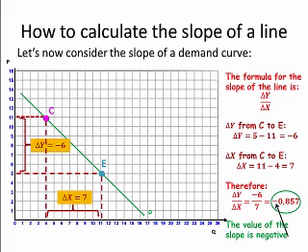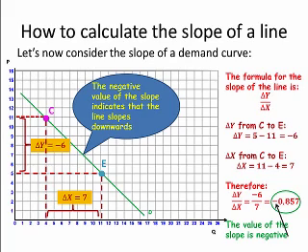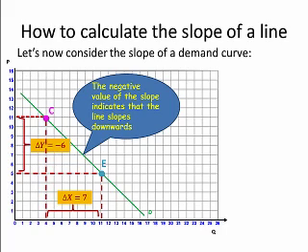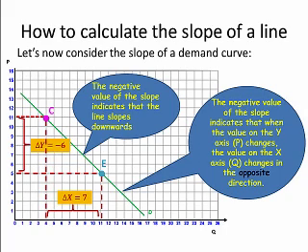The value of the slope is negative, as you can see. The negative value of the slope indicates that the line slopes downwards. The negative value therefore indicates that when the value of the y-axis, the price, changes, the value on the x-axis, the quantity, changes in the opposite direction. When the price level decreases, quantity demanded increases.